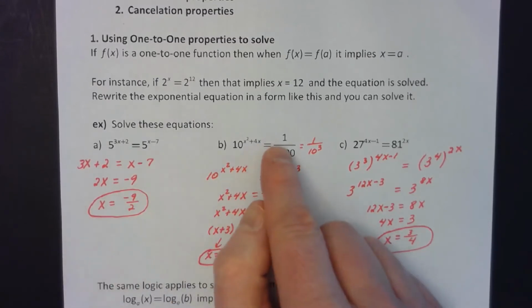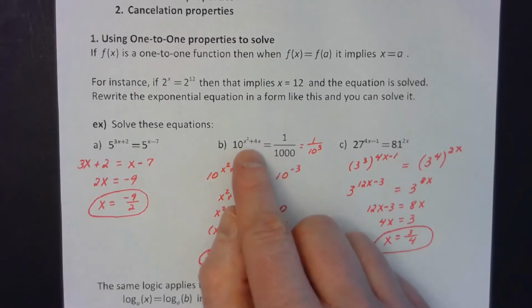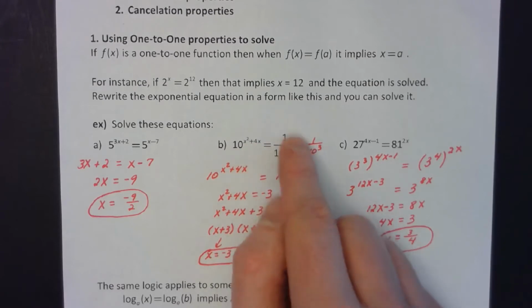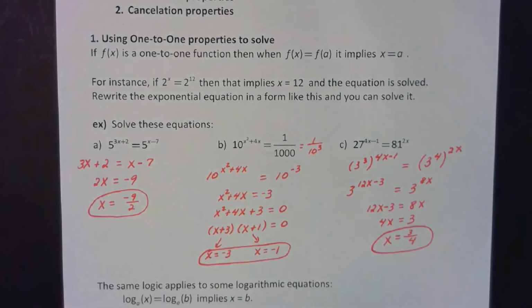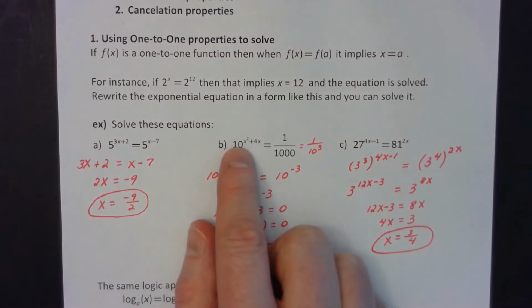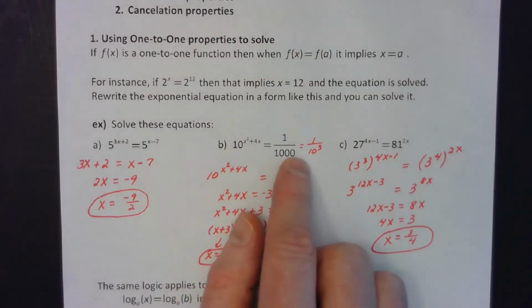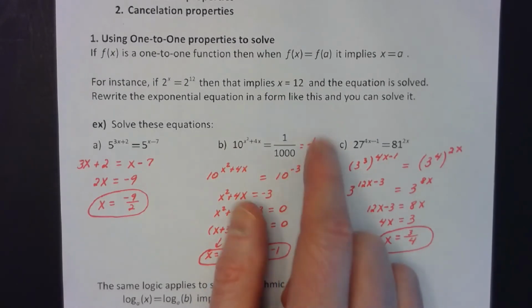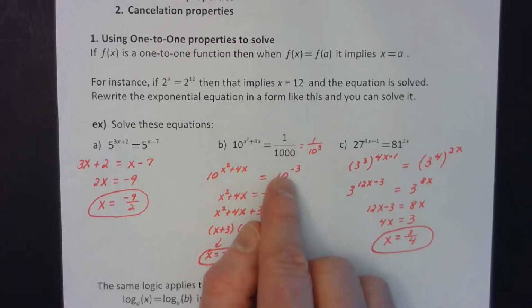Now, the next one here, I have the exponential equation 10 to the x squared plus 4x power, and I have that set equal to 1 over 1,000. So in order to think about this one, I need to get that exponential base 10 on both sides. I recognize 1,000, it's just 10 to the third power, but I know that it's in the denominator. So that means 1 over 10 to the third is the same thing as 10 to the negative third power.